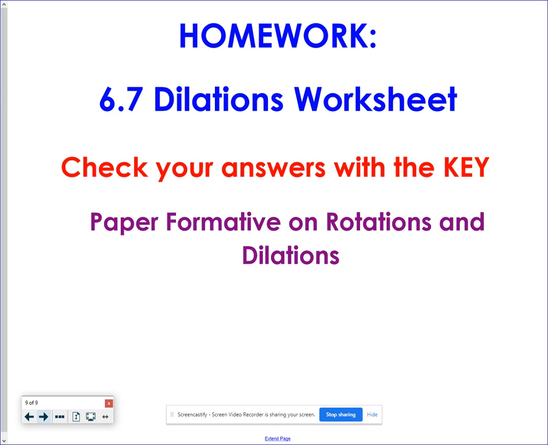Okay, so today, your worksheet is the dilations worksheet, but again, a lot of work with scale factors. The answer key is in Schoology, just like always, and today you're going to be doing a paper formative in class, reviewing some stuff with rotations, but also working on our stuff with dilations. If you have any questions, let me know.